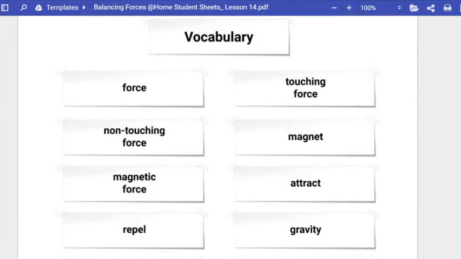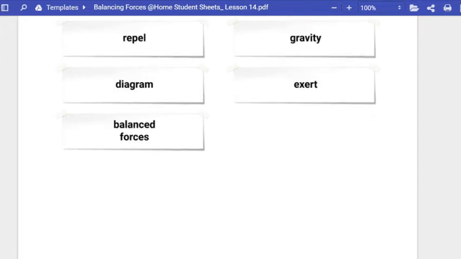Here's some of our vocabulary that we've learned. Force, touching force, non-touching force, magnet, magnetic force, attract, repel, gravity, diagram, exert, and then balanced forces. So pay special attention to these last couple of words for today's lesson because you're going to want to use them in your scientific explanation.